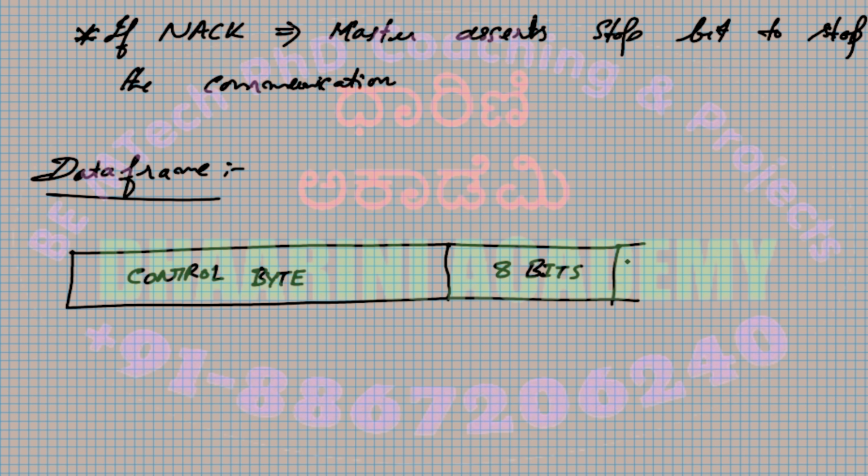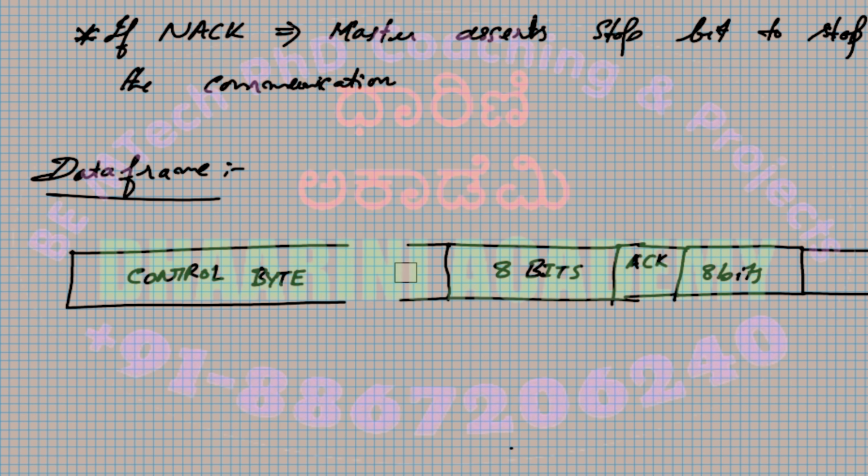Every data is followed by either an acknowledgement or a NACK. If not received, you get a NACK, but I don't write that. I'll just write the ACK. Once again, 8 bits. Next 8 bits of data, and so on. This will continue. But at the end, when you want to stop, it will be like this.